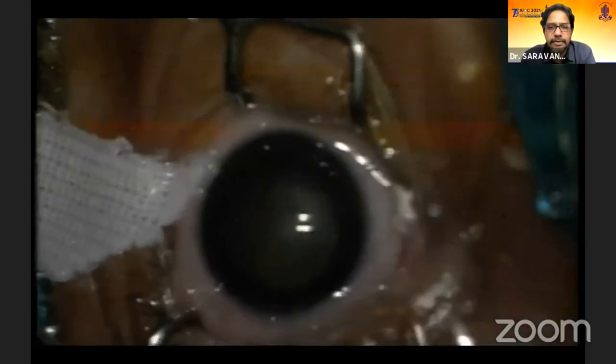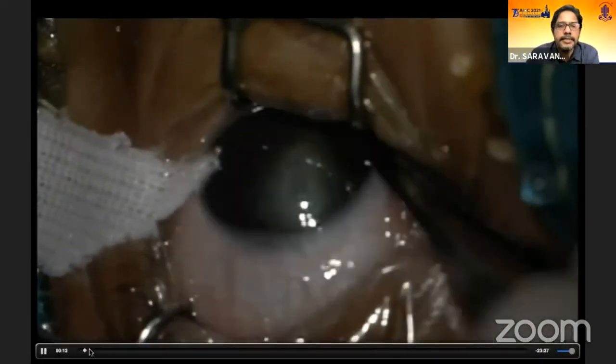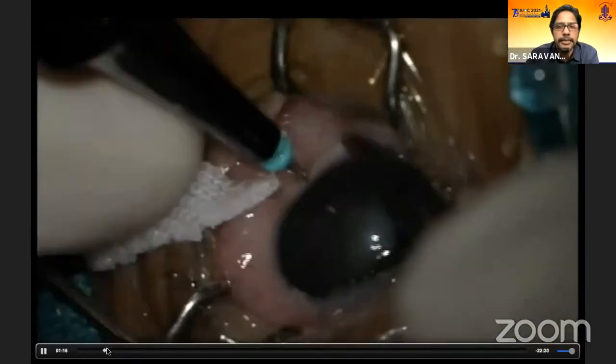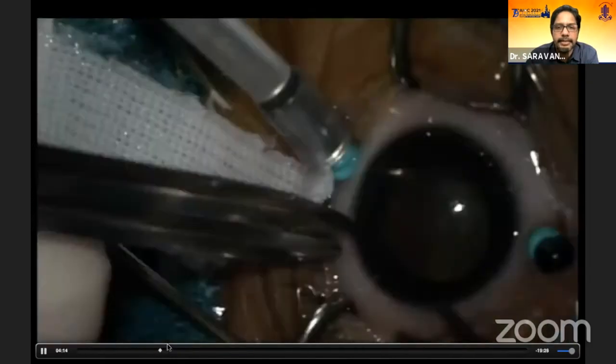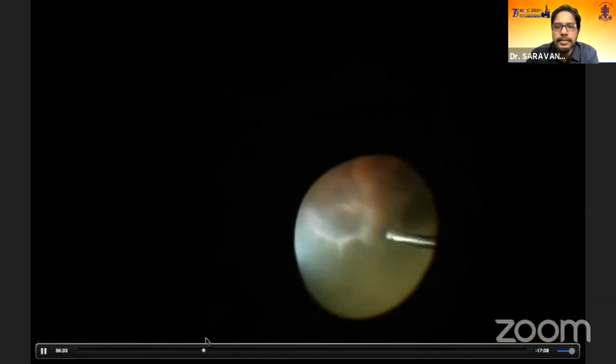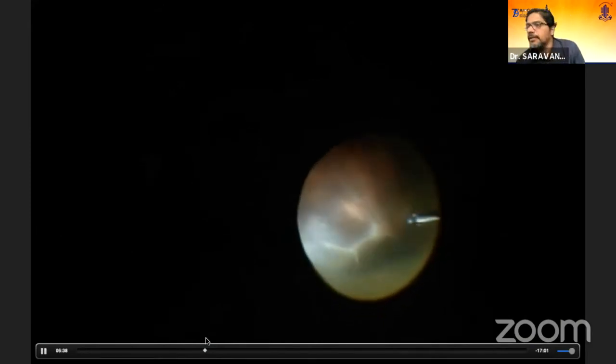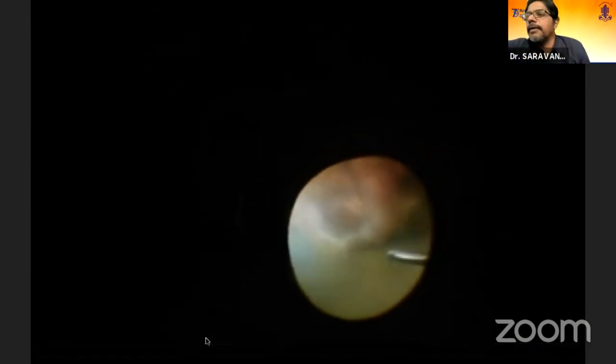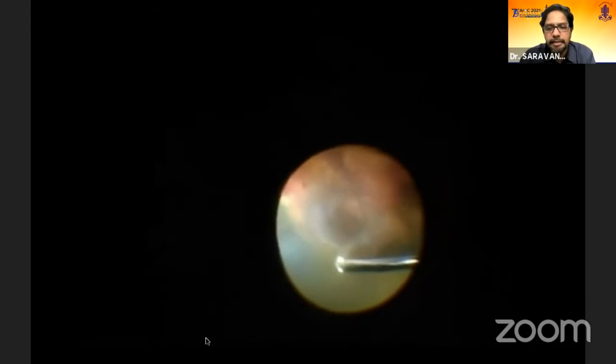This is a case of lens sparing vitrectomy in stage 4B retinal detachment. You can see we're placing the 25 gauge cannulas quite anterior near the corneal limbus. Mainly we are talking about the release of the traction.